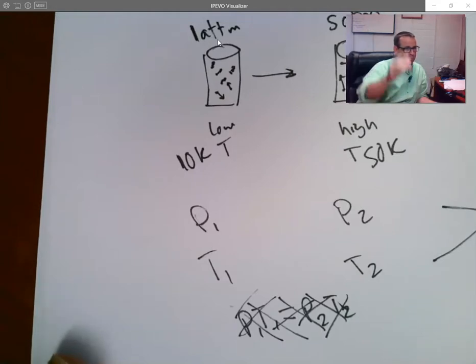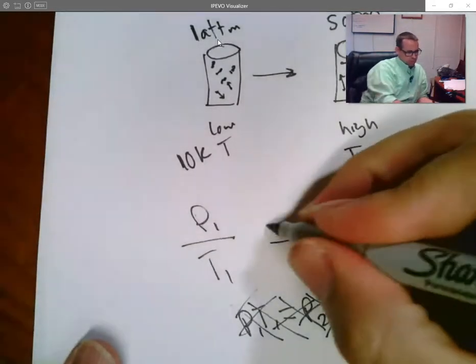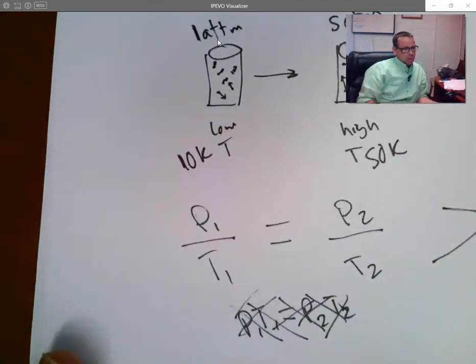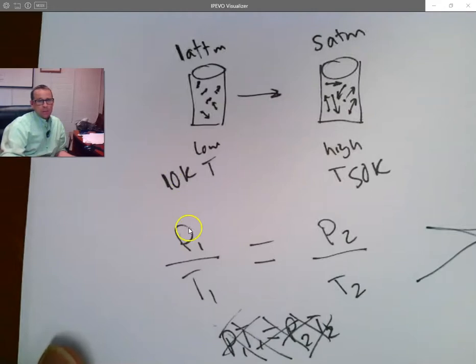Oh, it's like P1 over T1 is equal to P2 over T2. Okay, does that fit with our numbers? Yes, it does. 1 over 10, that's 1/10. 5 over 50, that's 1/10 as well.